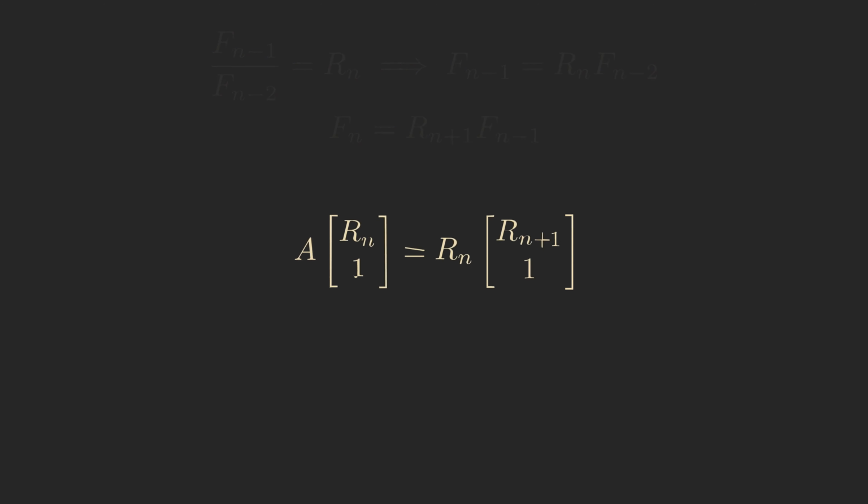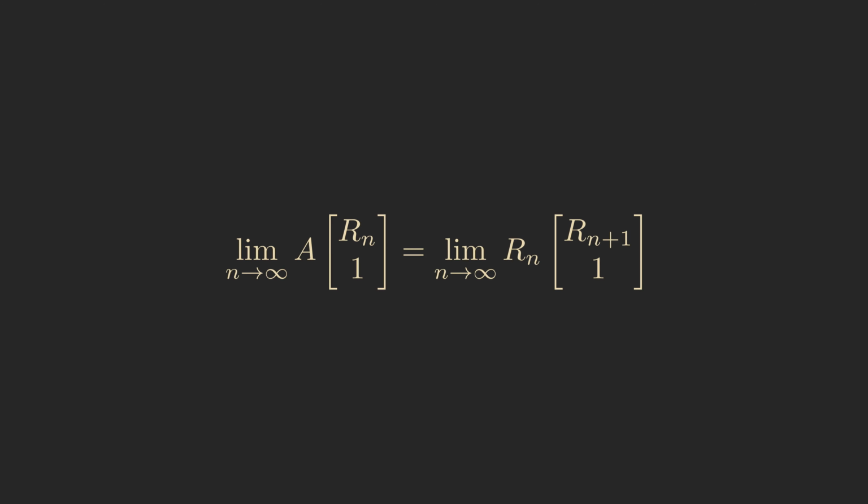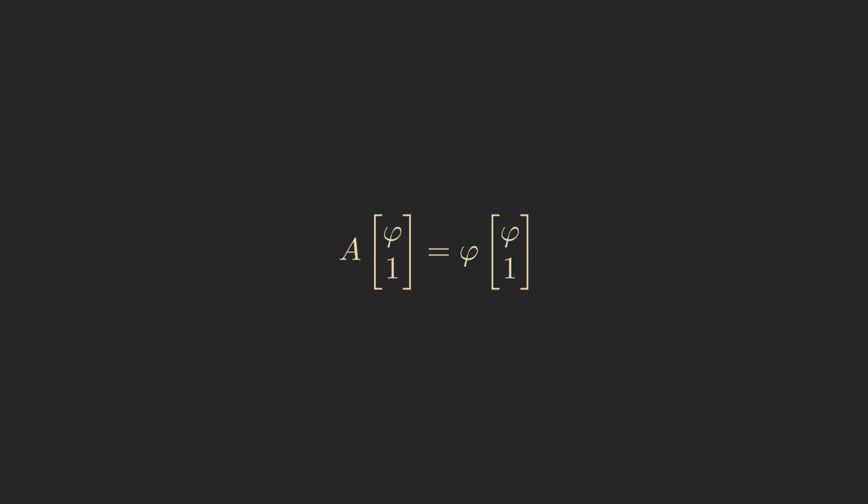And we can take an Rn out of there to get A times (Rn, 1) equals Rn times (Rn plus 1, 1). Finally, since Rn and Rn plus 1 converge to the golden ratio, when we look at the convergence, we get A times (phi, 1) equals phi times (phi, 1). Meaning the golden ratio is an eigenvalue with the vector (phi, 1) being an eigenvector.